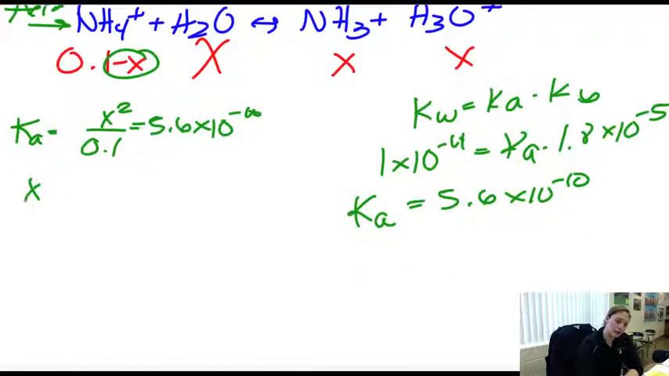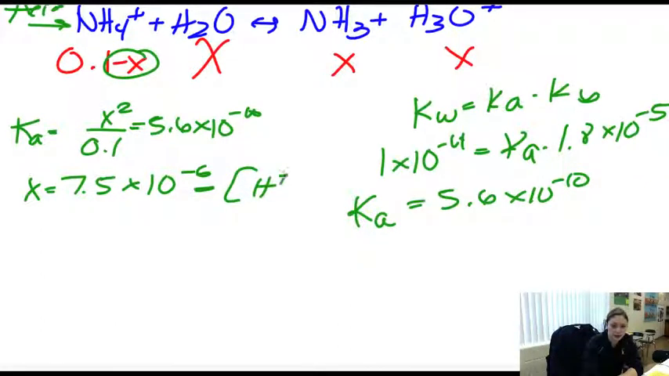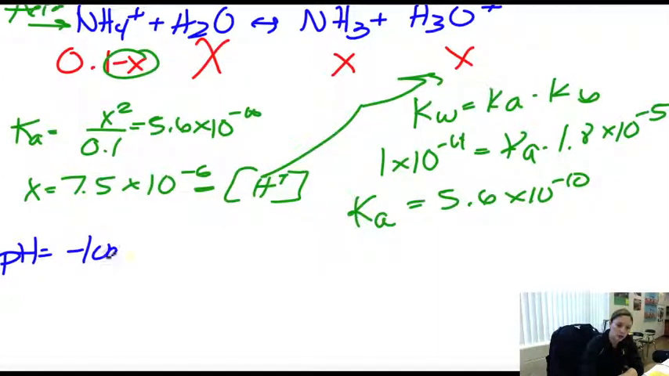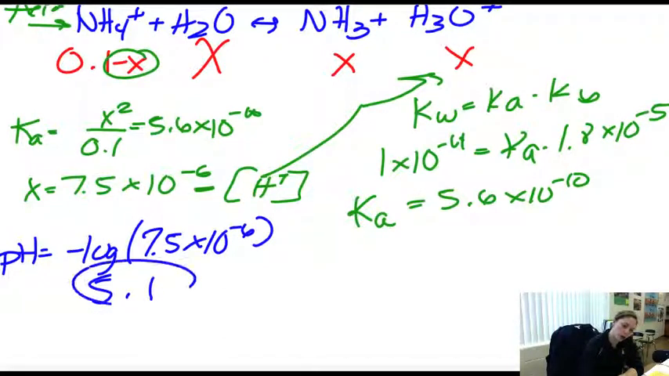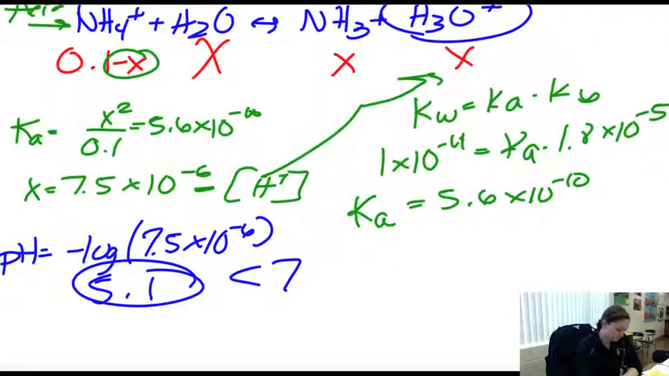So I'm going to plug that in. I'm going to get my X value, multiply and take the square root, and I'm going to get an X of 7.5 times 10 to the negative 6th. In this case, it is my H plus concentration because that is my X. So now I can just straight up do my pH value, which is going to be negative log of my X. So my pH value is 5.1, which makes sense because it is less than 7. It's producing an acidic solution because I have an H plus there.